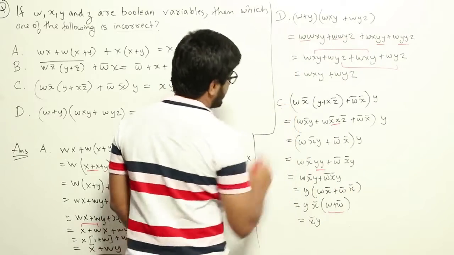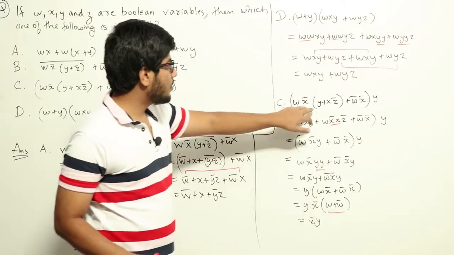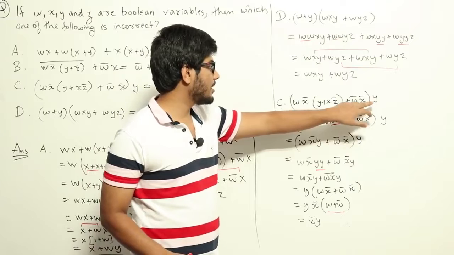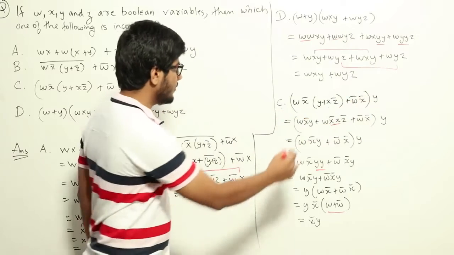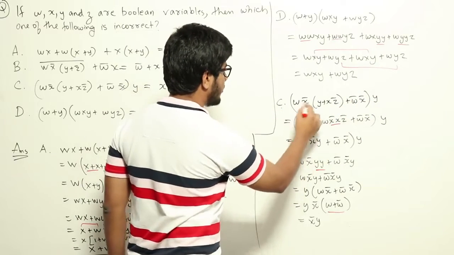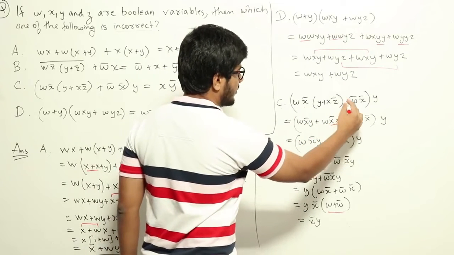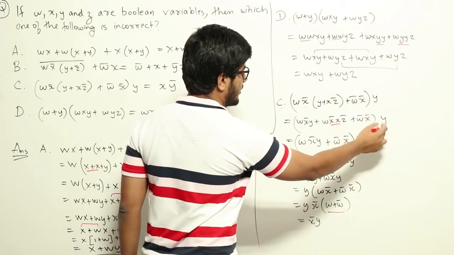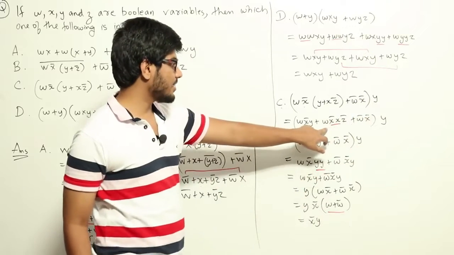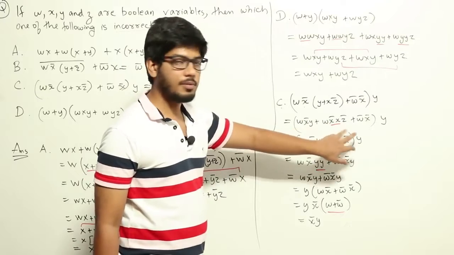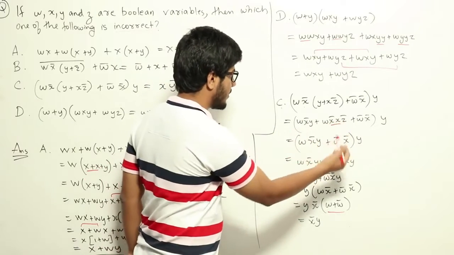Now look at C. W x complement into y plus x z complement plus w complement x complement into y. This I will expand and write it here, w x complement into y plus w x complement into x into z complement plus w complement x complement into y. Now if you see here in the same product, x and x complement is appearing and x into x complement will be 0 always. So this will become 0.